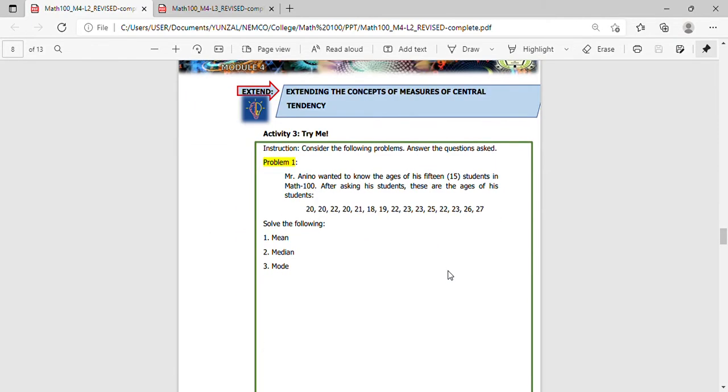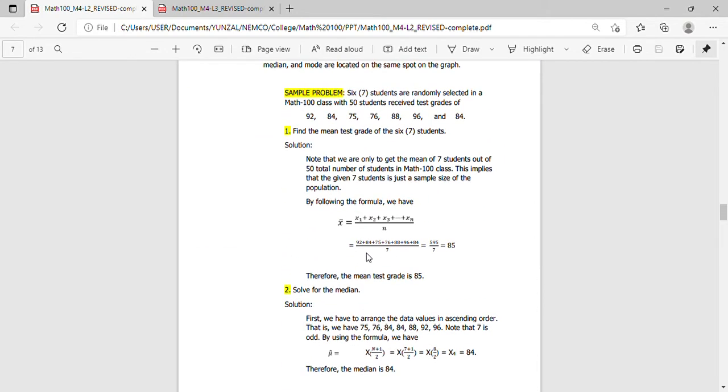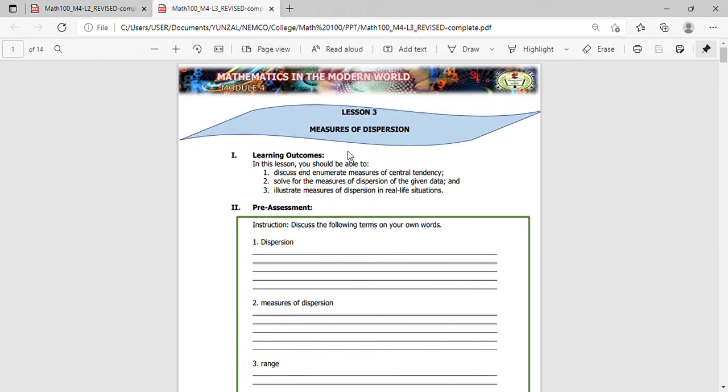So, after our class, I'll be giving you a quiz, probably from 3 to 4. The quiz is on the measures of central tendency, so you just have to find the mean, median, and mode. But before that, let's proceed to lesson 4.